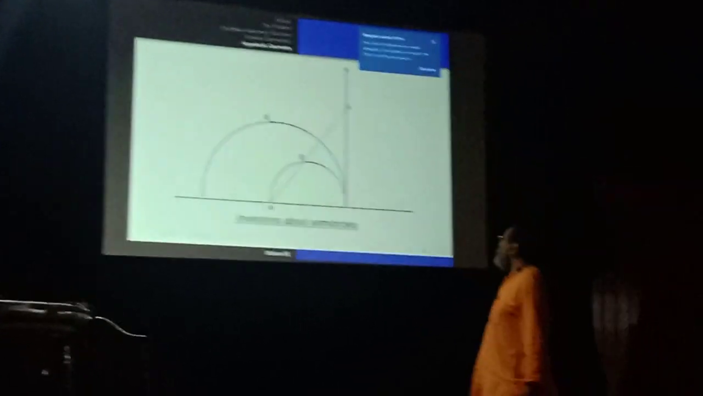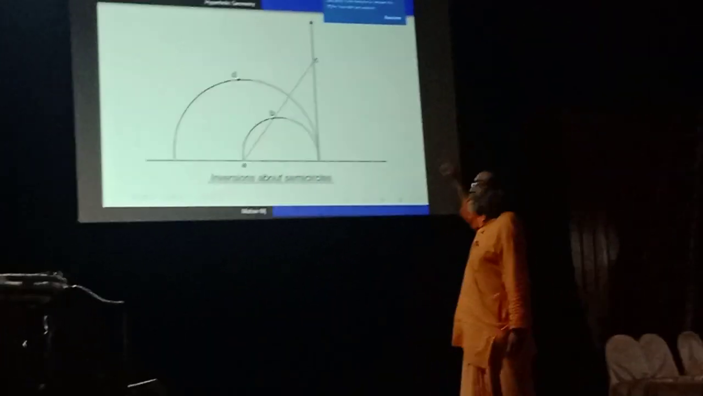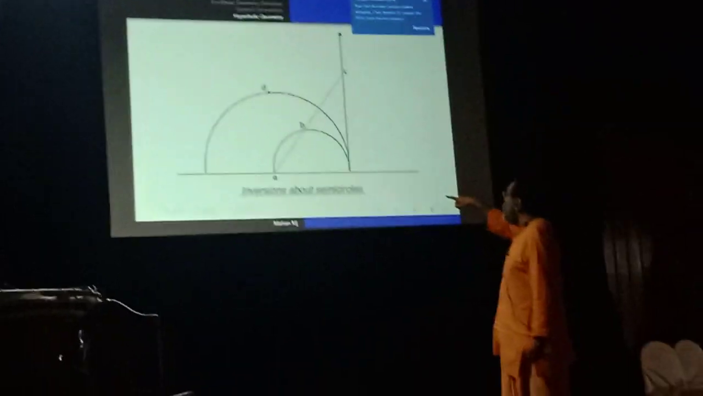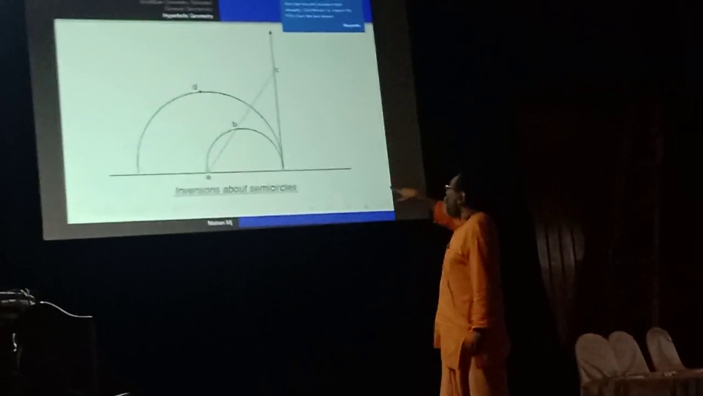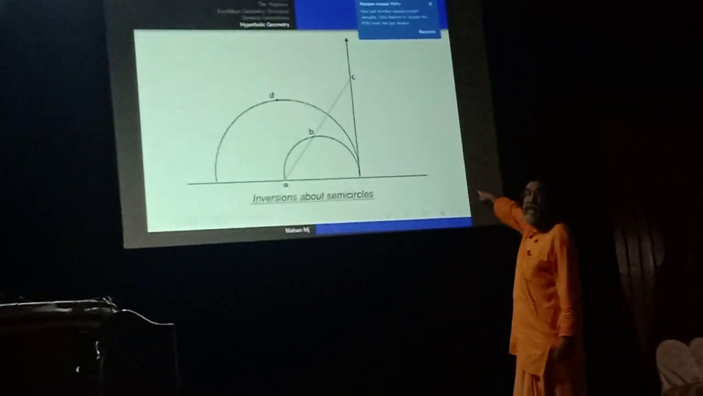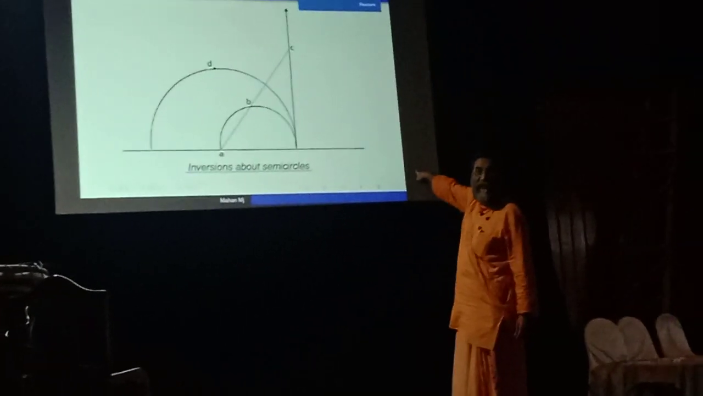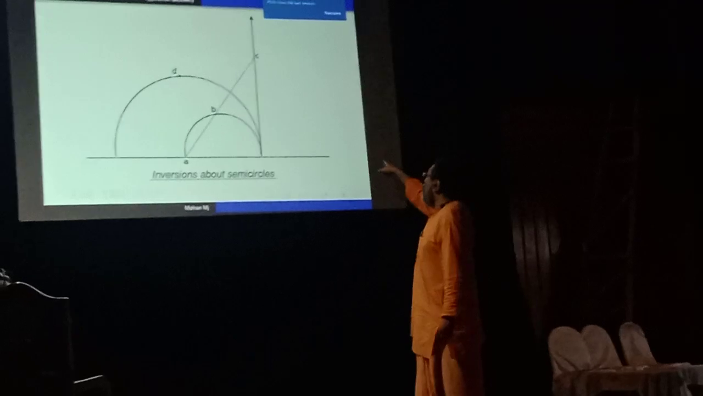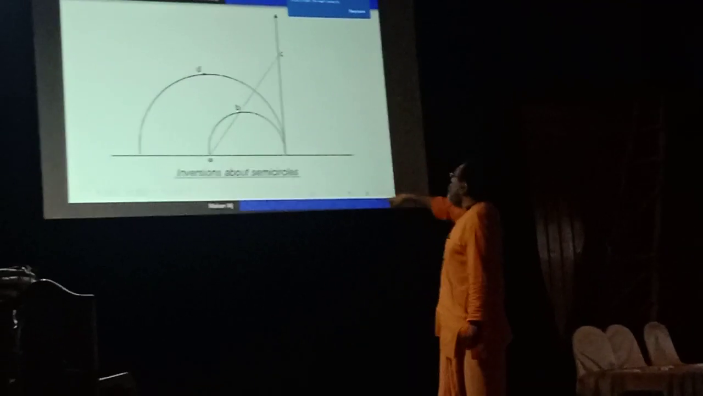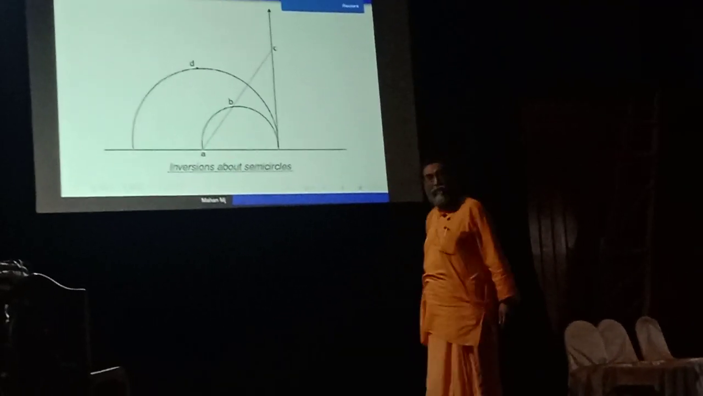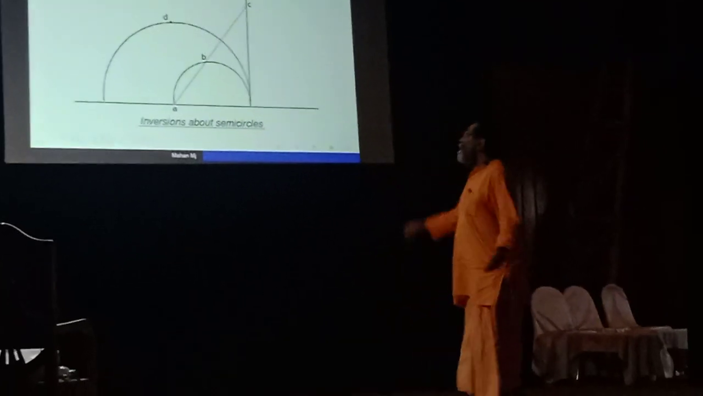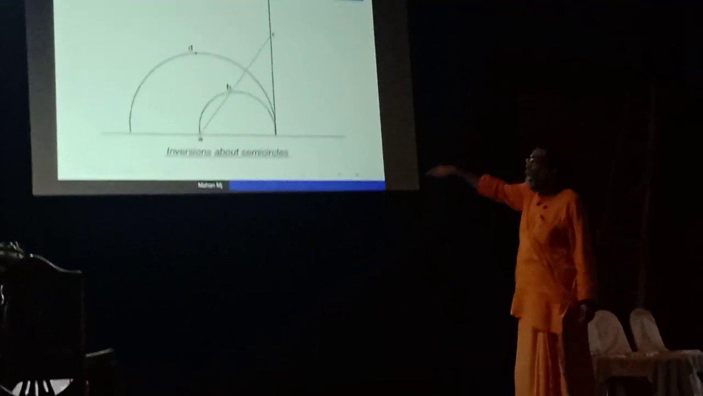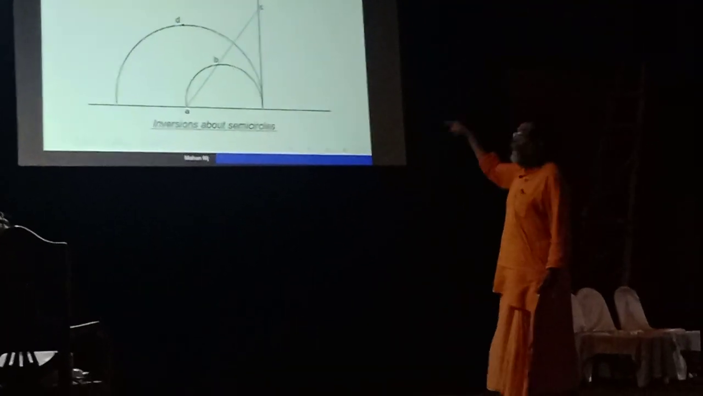What about other points? And this is an exercise in similar triangles. You look at A, and you look at this smaller semicircle, which passes through little a, and this other endpoint at which it's tangential, and take any point on that, little b, and you extend it till it hits the vertical line at point C. The claim is that the image of little c under inversion about the big semicircle is the point little b.